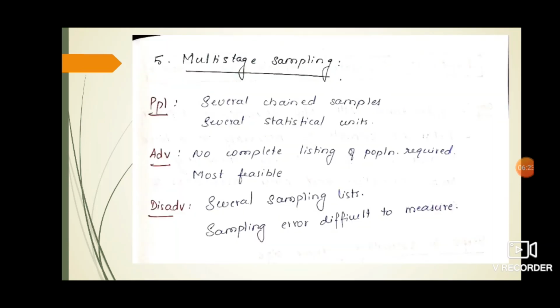Multi-stage sampling uses several chain samples, and several statistical units are used. Its advantage is that no complete listing of the population is required, and it's the most feasible. The disadvantage is that several sampling lists are needed and the several errors are difficult to measure.